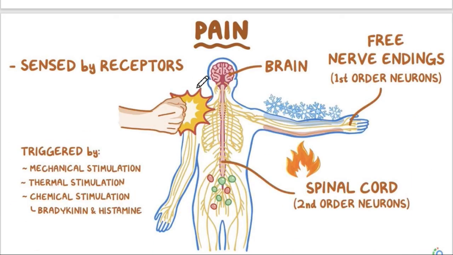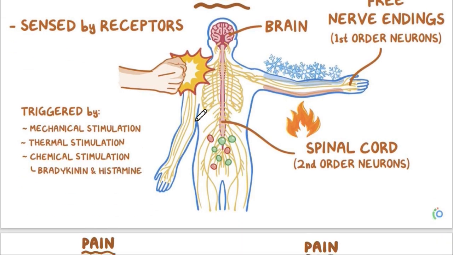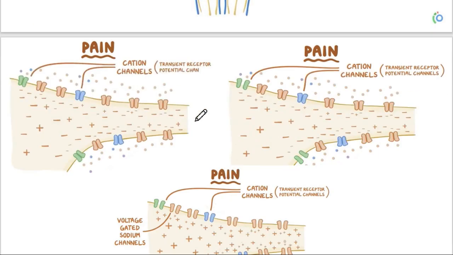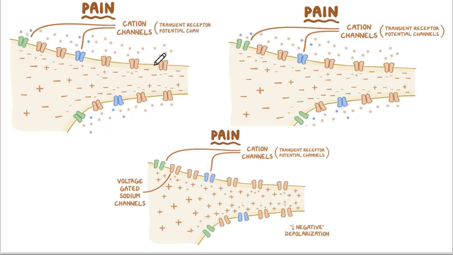Then we have a simple diagrammatic study. It is triggered by mechanical stimulation, thermal stimulation, chemical stimulation, bradykinin or histamine-like autacoids, which are sensed by the receptors. There are free nerve endings through which we can sense any kind of stimulation, and thereby we feel the pain. I will not cover this in detail. This is just for basic knowledge of how the channel works.